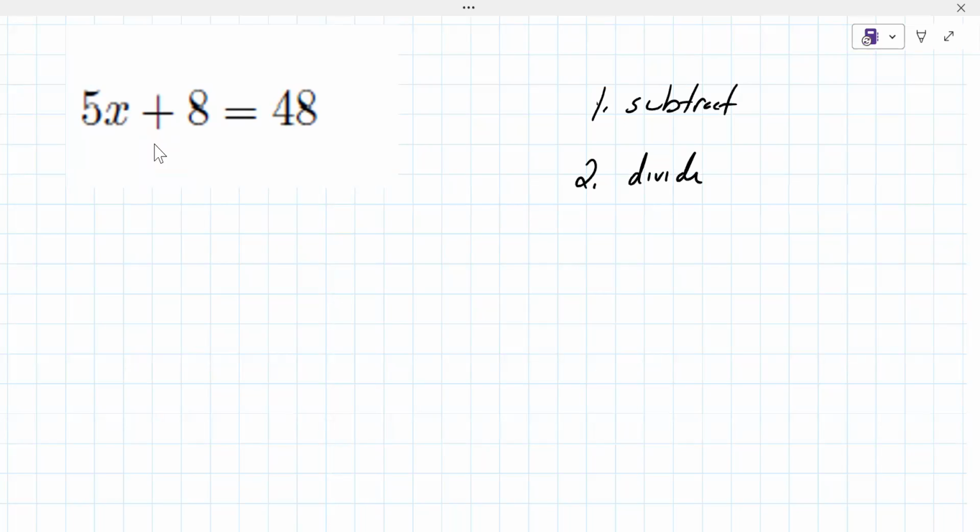Do you understand what I'm asking you to do? Yes, I know what to do. First of all, you have to subtract 8 from 48. 48 minus 8, 8 minus 8. Okay, so give me the result.